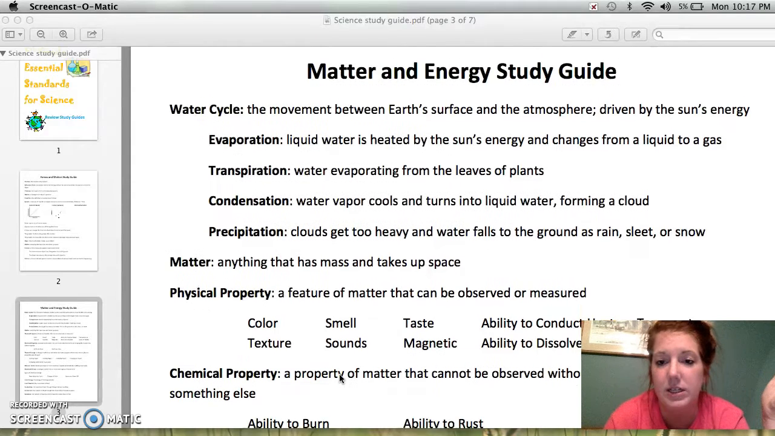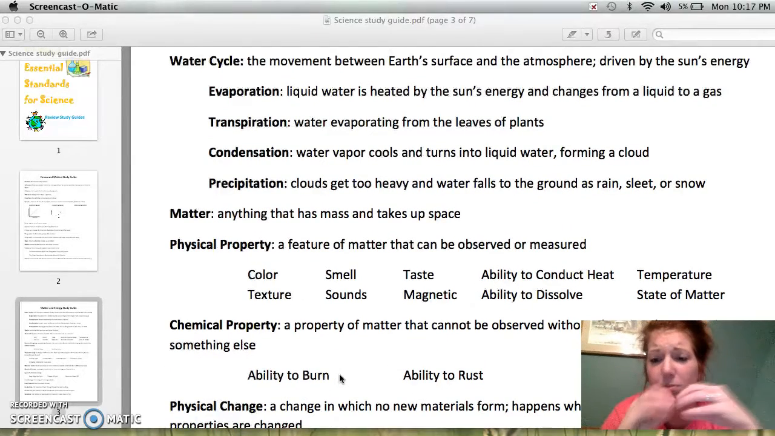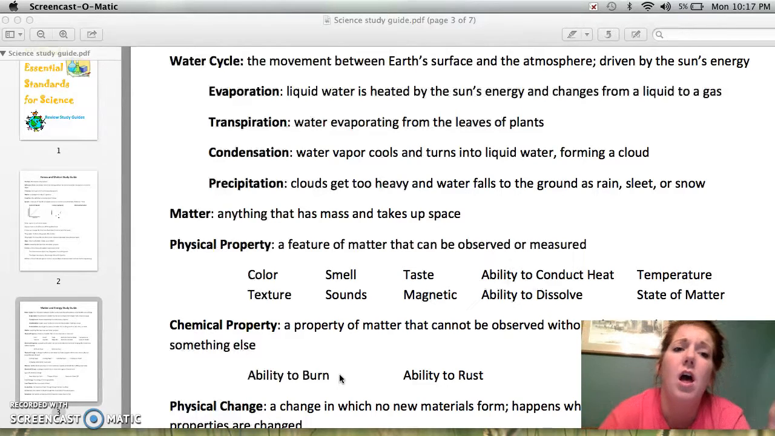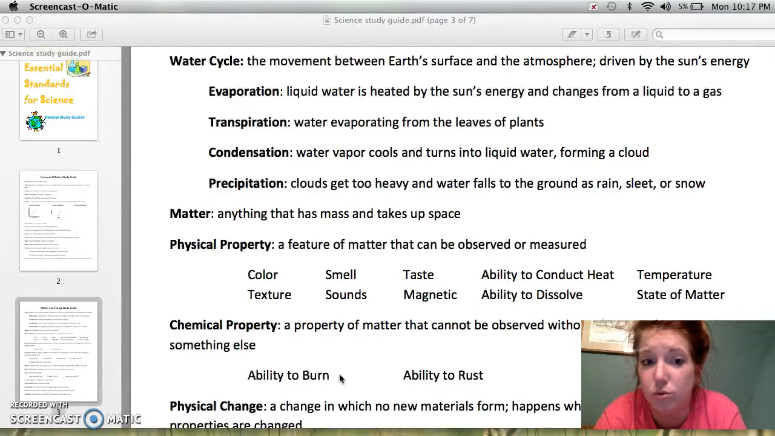Physical properties. This is important because this was one of the hard pieces within our review EOG. A physical property is a feature of matter that can be observed or measured. So you can see it or measure it with tools. So color, you can see. Smell, you can take that in. You can use your senses.